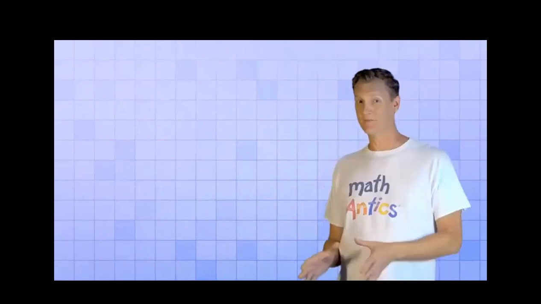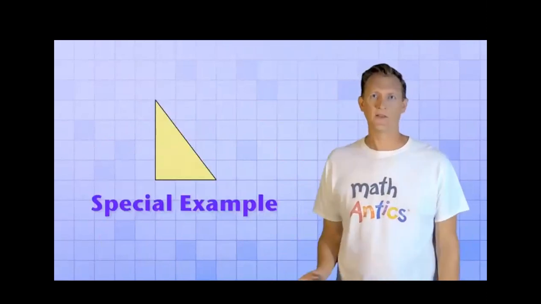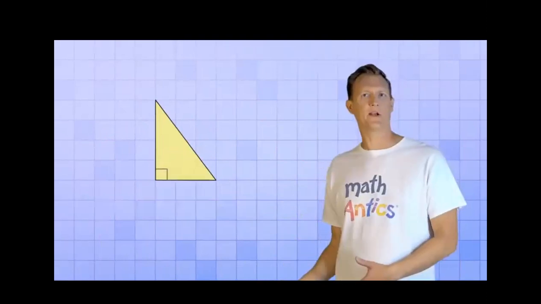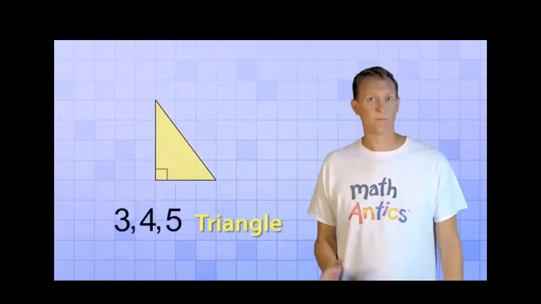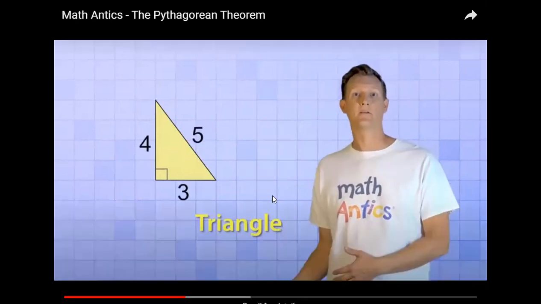That may sound a little confusing at first, so let's take a look at a special example of a right triangle that will help the Pythagorean theorem make a little more sense. This right triangle is called a 3, 4, 5 triangle because its sides have the relative lengths of 3, 4, and 5. Do you see this triangle now? We have 3, 4, and 5.